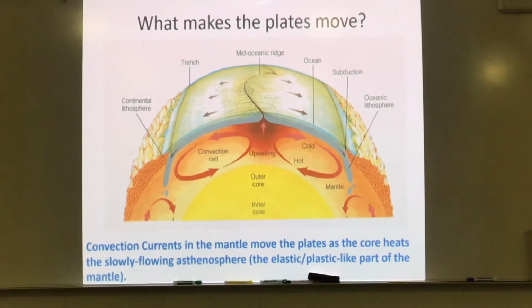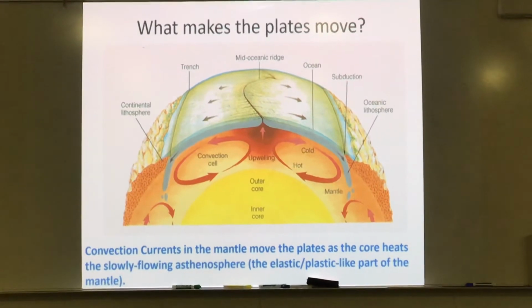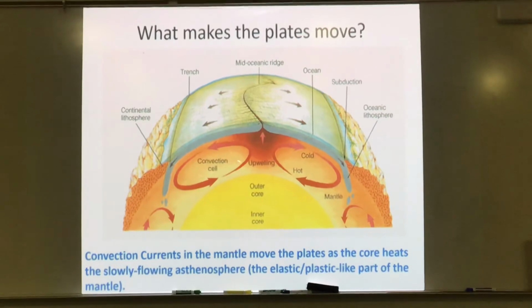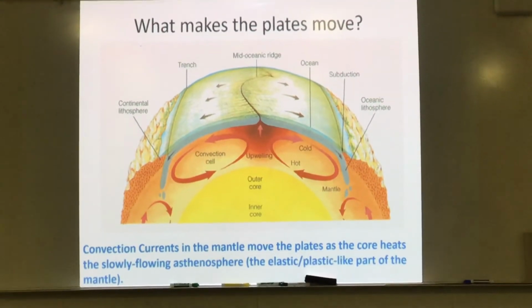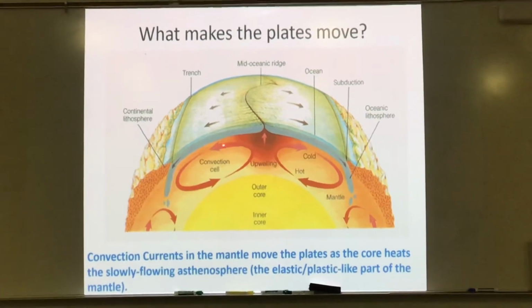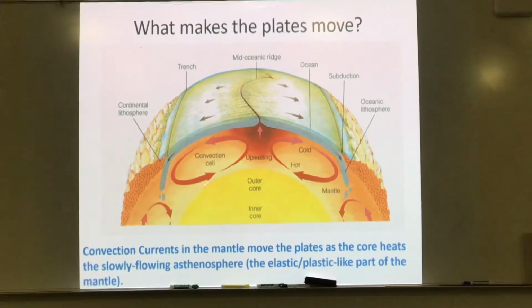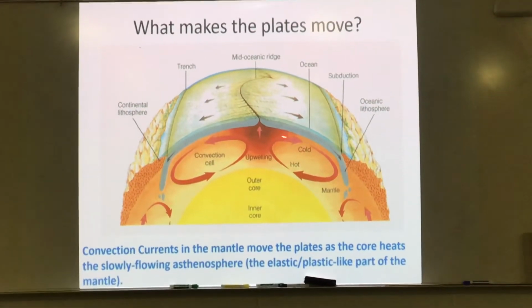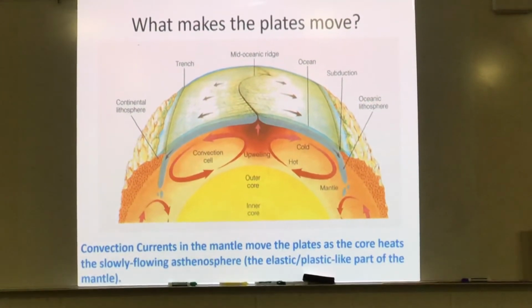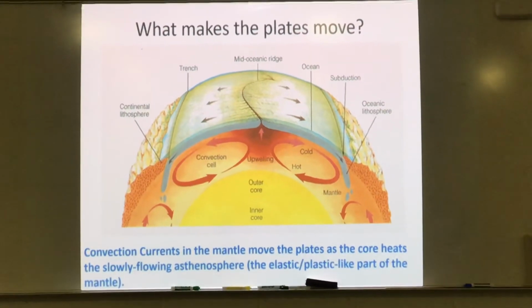It's closer. Because this is almost liquid, but not quite, it's fluid. So the hot, less dense material rises and the cool, more dense material sinks. And so you get these internal convection cells on both sides of the plate, and that's what causes the plates to move at a very slow rate, usually centimeters per year.